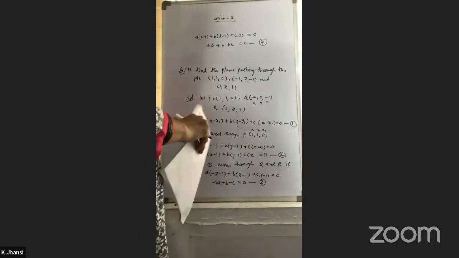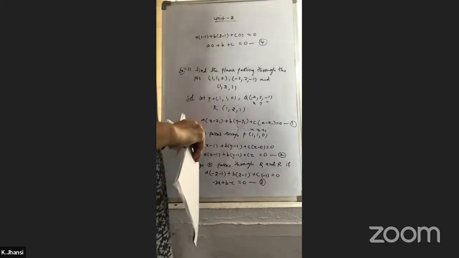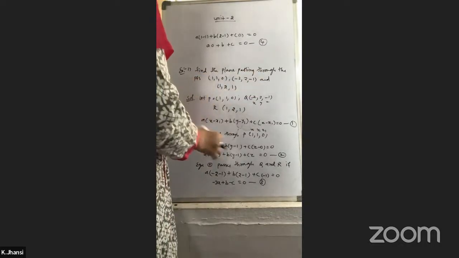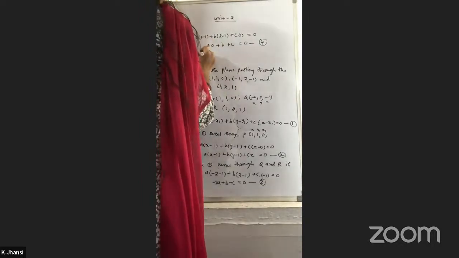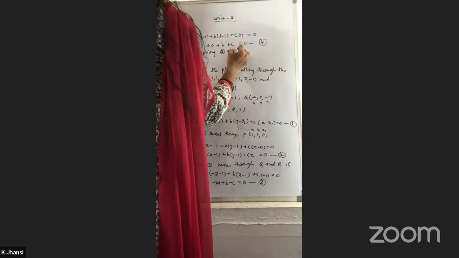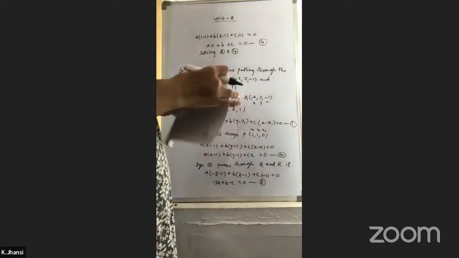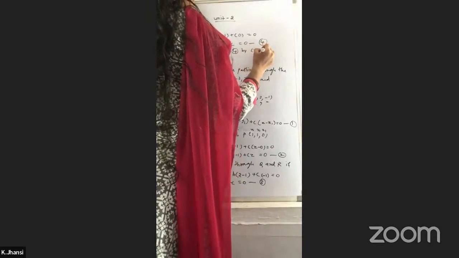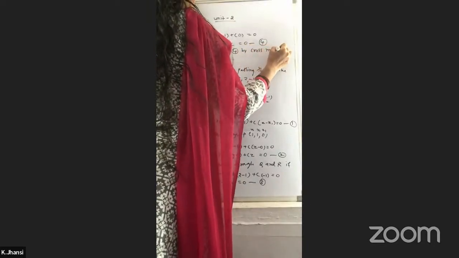So now we need to find the a, b, c values, and if you substitute them in equation 2, then you will get the equation of the plane. Okay. So solving equations 3 and 4 by the cross multiplication method.